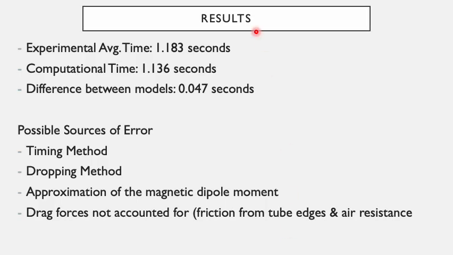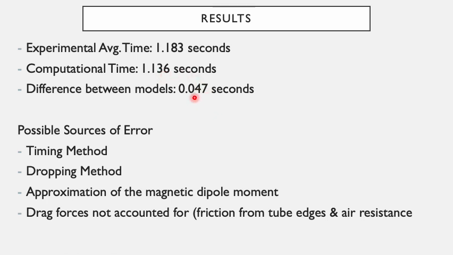So here are the results that I talked about from earlier. Our average time from the real world experiment is 1.183 seconds. Computational time is 1.136 seconds. The difference between the two is 0.04 seconds.